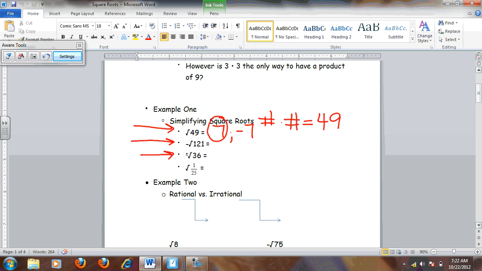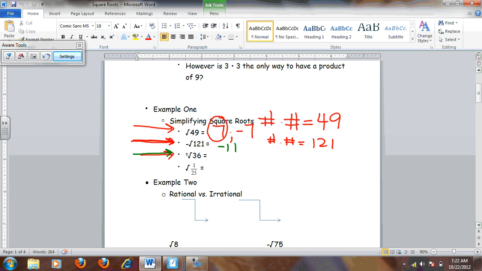Here, I want to know the opposite of the square root of 49, or the negative square root, not 49, the negative square root of 121. Well, what number times itself will equal 121? You should be saying 11. And since it was negative, we're going to say -11.